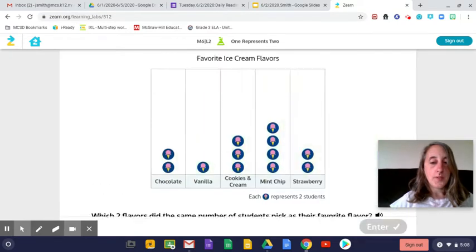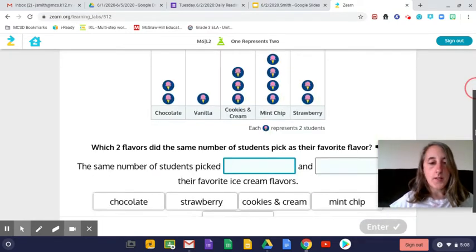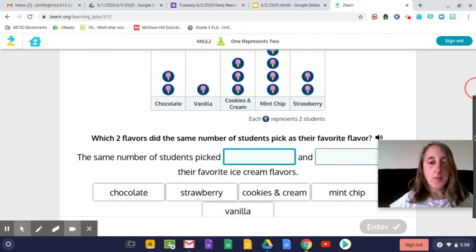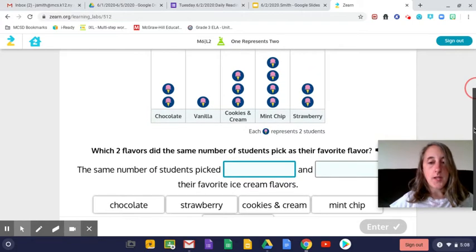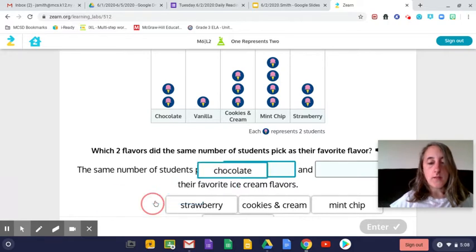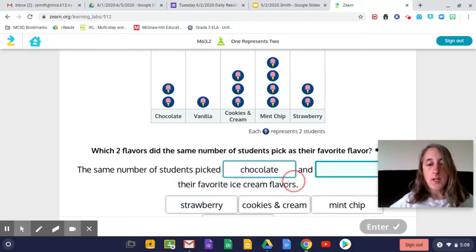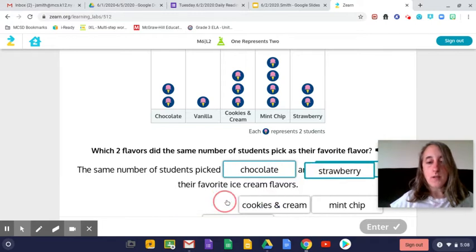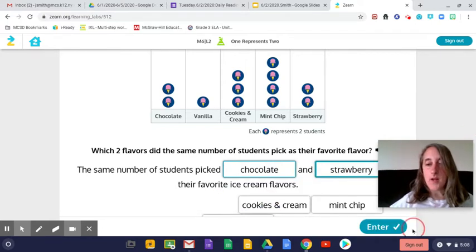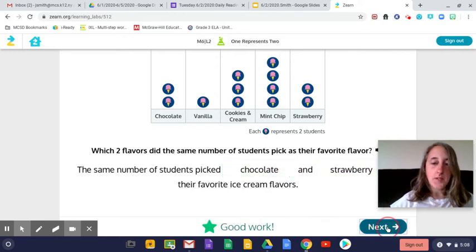Woohoo! We did it. All right, so it says, which 2 flavors did the same number of students pick as their favorite? So which one has the same? Look at your graph. Did these 2 have the same? No. Did this one and this one have the same? No. Looks like chocolate has 2, 4, and strawberry has 2, 4. So I'm going to go with chocolate. The same number of students picked chocolate and strawberry as their favorite ice cream. Here we go. Great job.